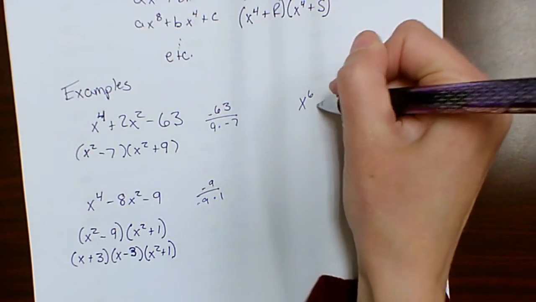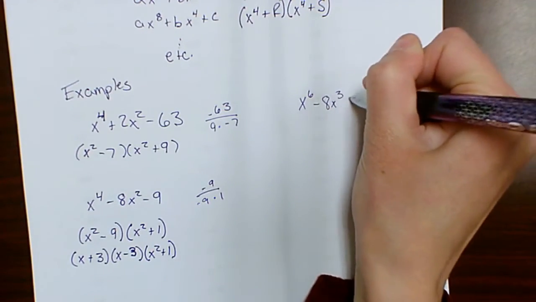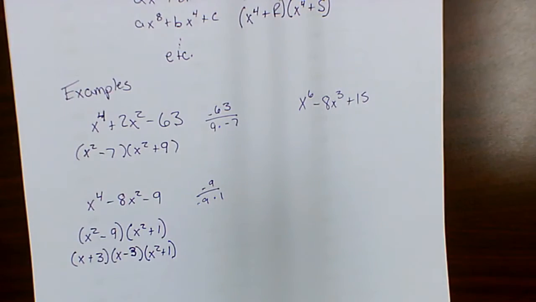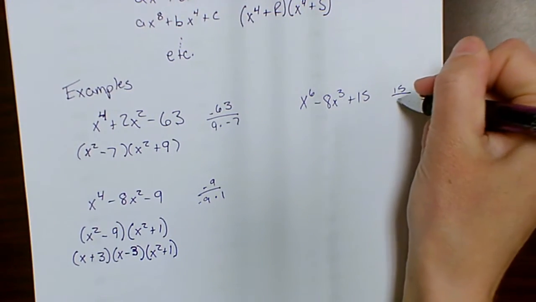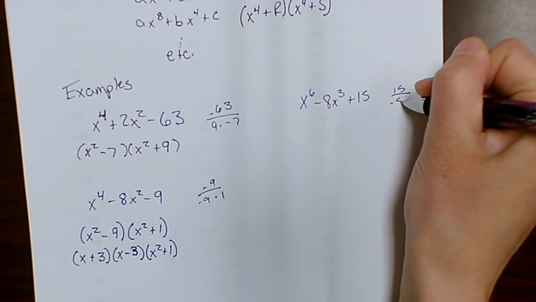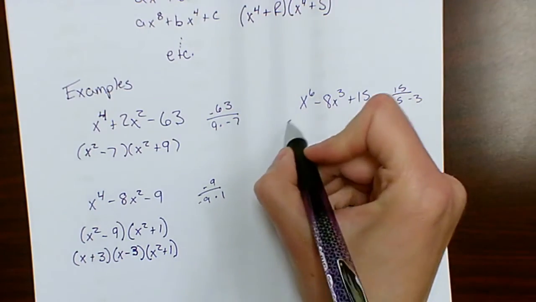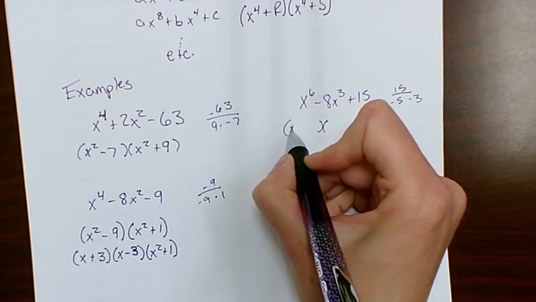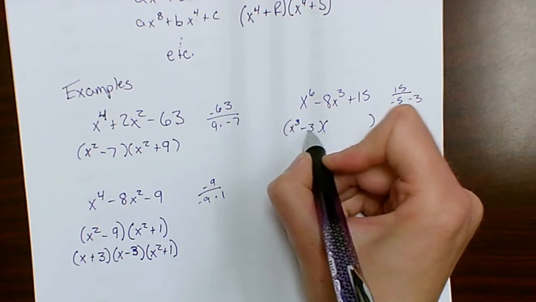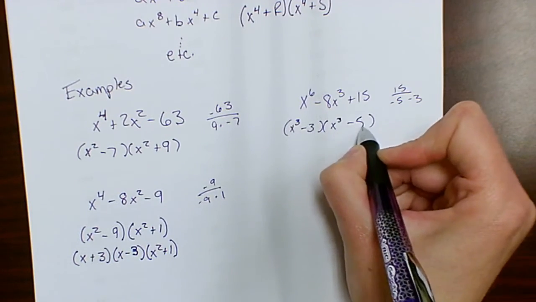x to the sixth minus 8x to the third plus 15. We will have negative 5 and negative 3. So for this case, we will have x to the third minus 3 and x to the third minus 5.